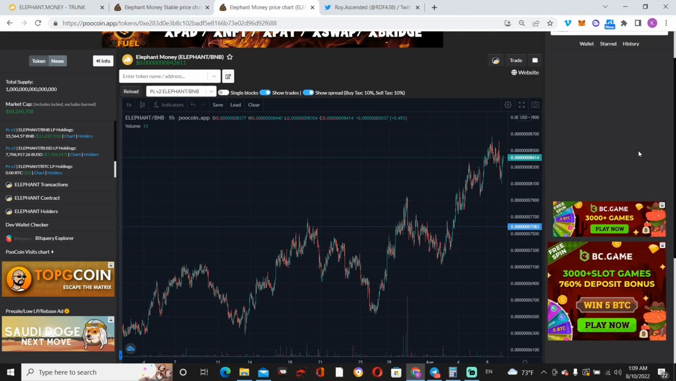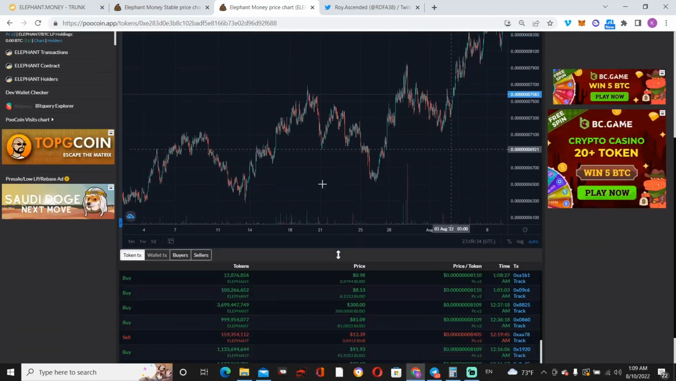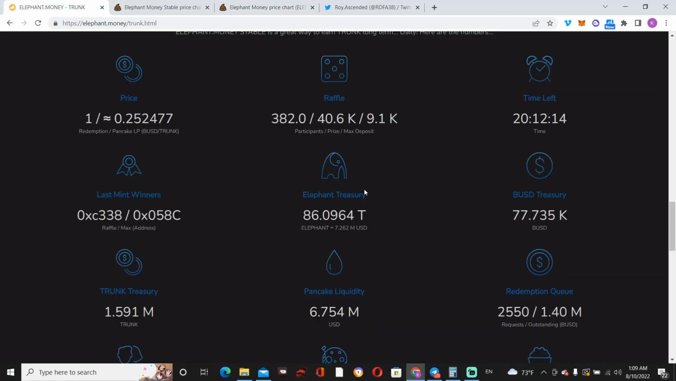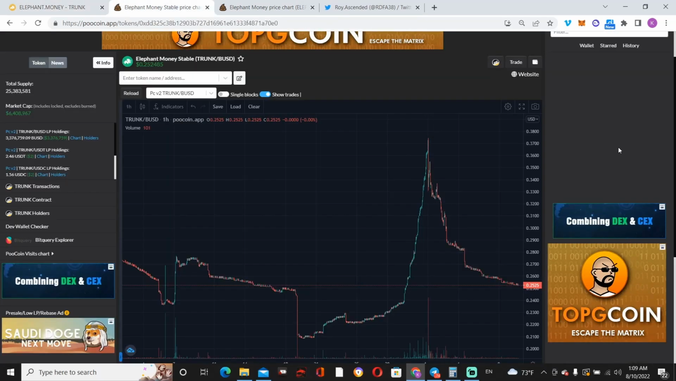Like, their treasury is growing and the BUSD treasury is supporting Elephant's growth, and that's the 1 month chart actually. You know, it's an uptrend. So as long as Elephant grows, as long as the treasury grows, both of the treasuries grow, then we're in good shape, even though the chart of Trunk looks detrimental.